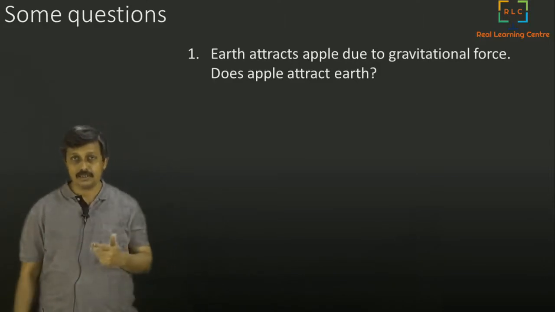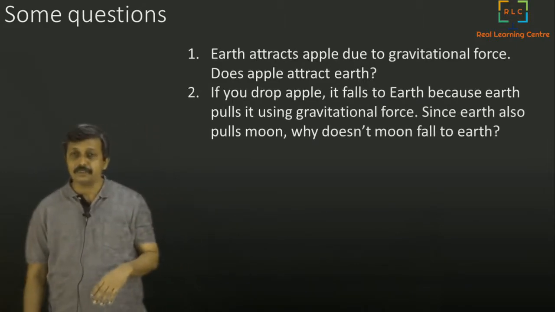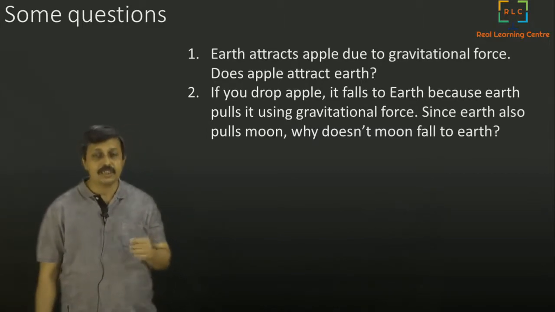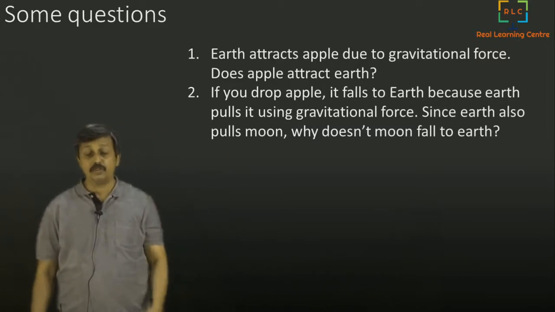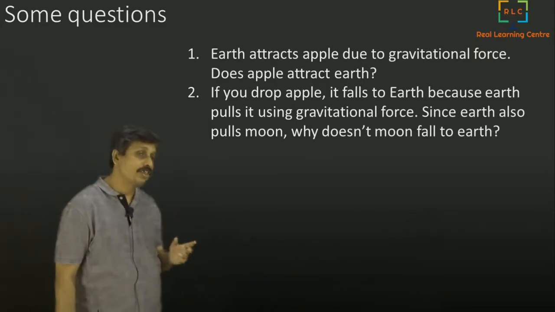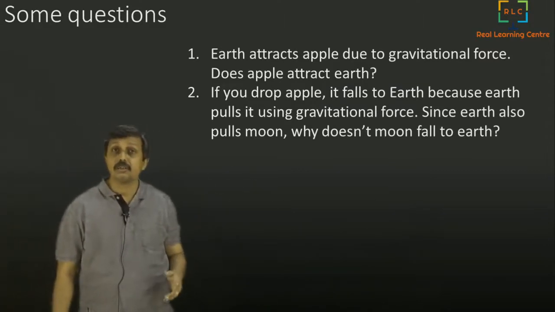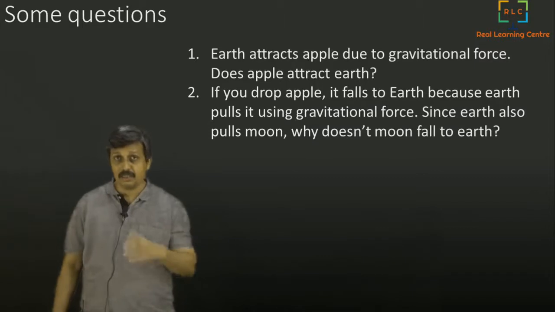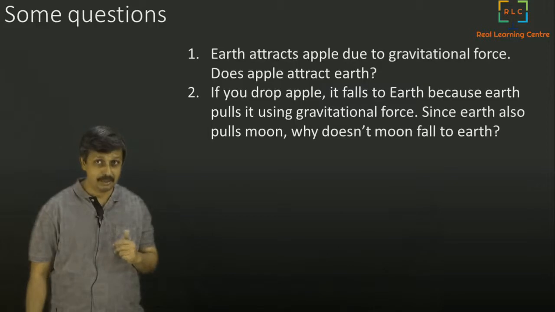The apple is falling towards Earth. Is Earth falling towards the apple? Interesting question. The next question is, if you drop an apple, it falls to Earth. Anything you can drop, it falls to Earth. But if gravitation is responsible for the apple falling to Earth, and at the same time it is also the moon which is going around the Earth because of gravitation, then why isn't the moon falling to Earth? Earth is attracting the moon. Why isn't it falling to Earth? That question next begs an answer.